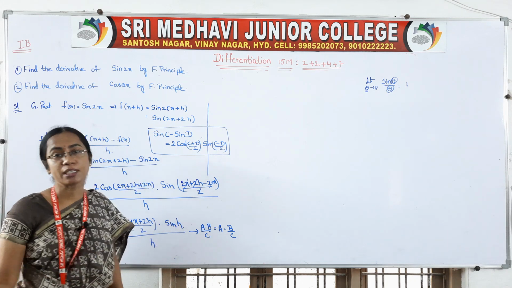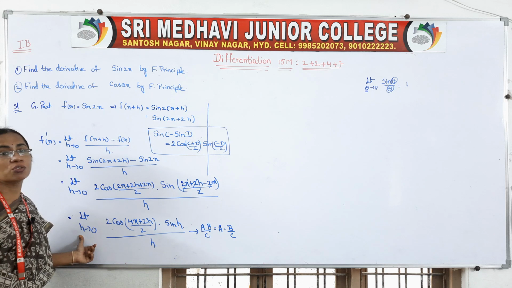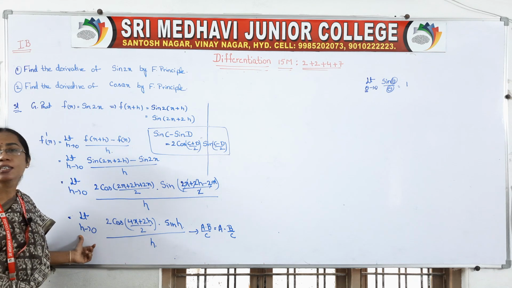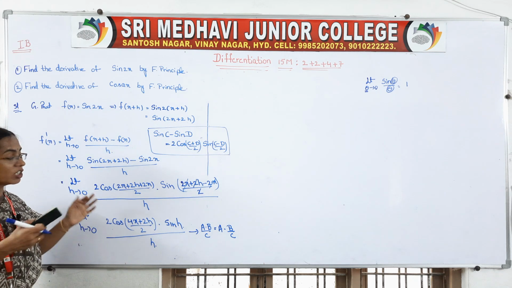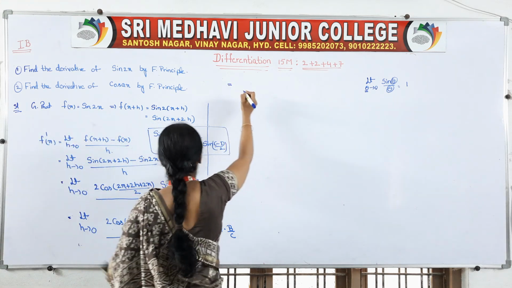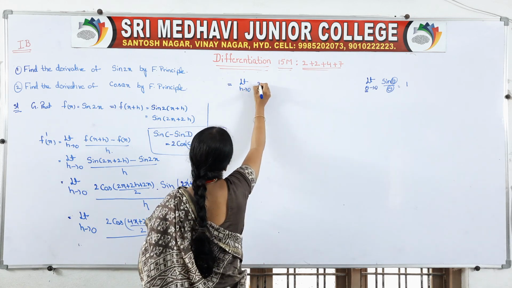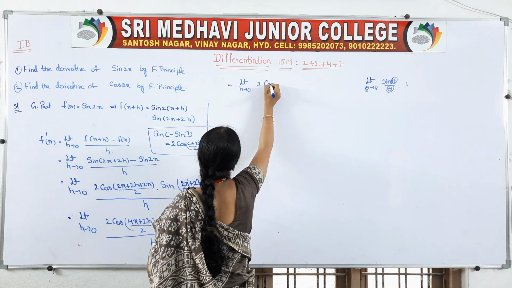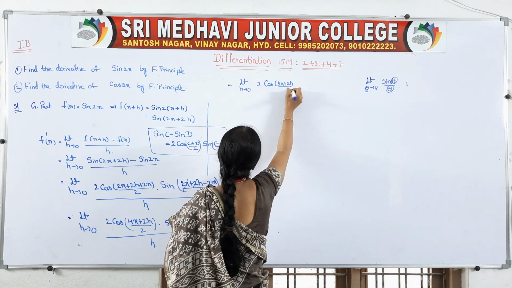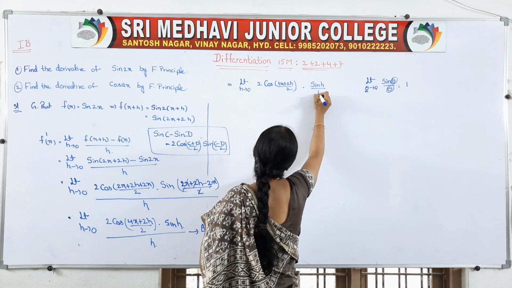Then I will apply the limit for that. Observe here, limits are there. Suppose f of x into g of x, limit is there. The limit can be applied to f of x as well as g of x, so for each and every term we can apply the limit. So now we will write this problem as limit h tends to 0. Observe carefully, now I am writing 2 cos of (4x plus 2h) by 2, into sin h by h.